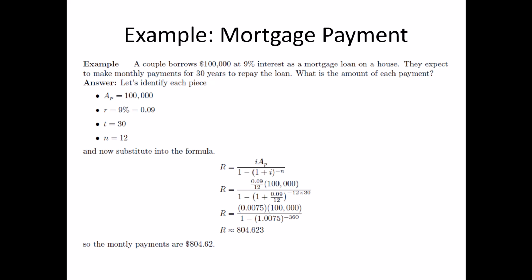Now let's look at an example. A couple borrows $100,000 at 9% interest as a mortgage loan on a house. They expect to make monthly payments for 30 years to repay the loan. What is the amount of each payment?